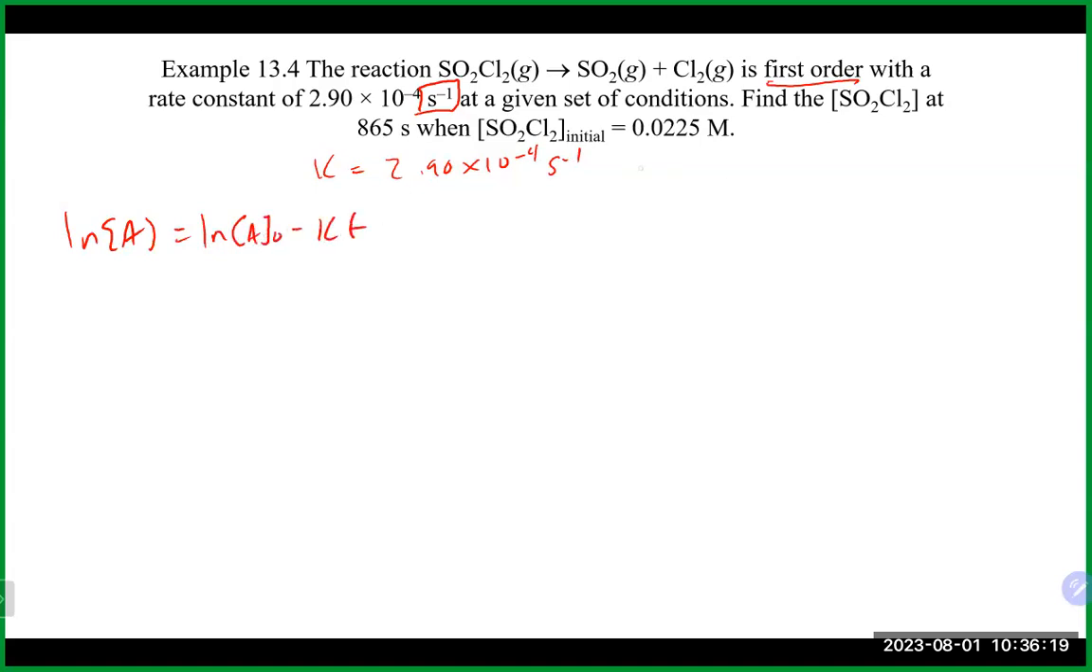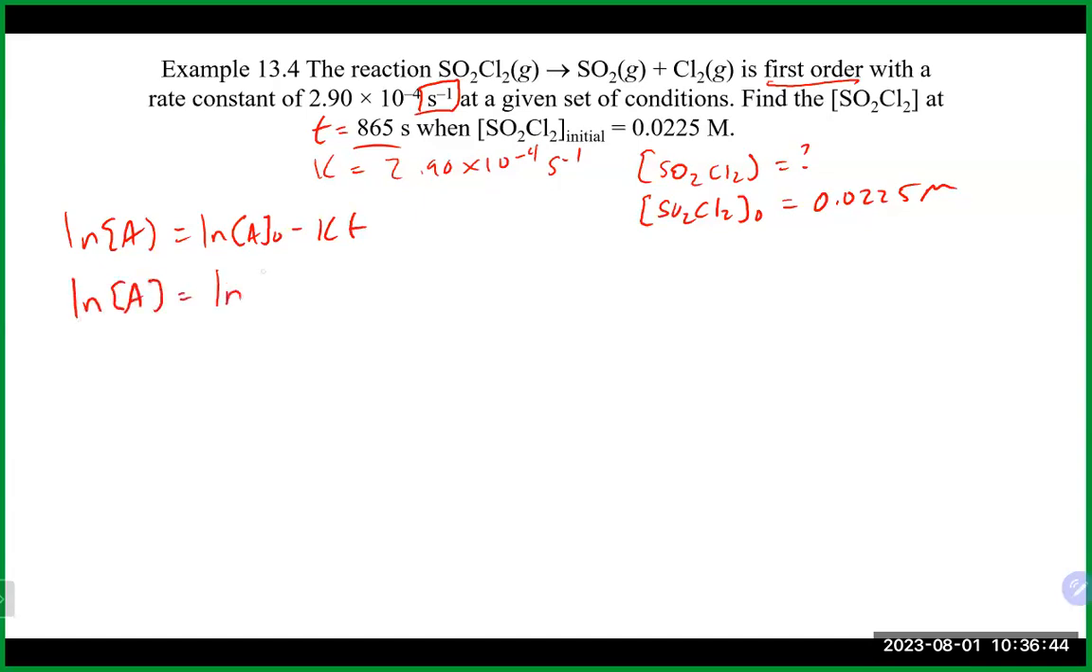We are looking for the concentration of this guy at the end. We do have the initial concentration given to us, which is 0.0225. And we're going to go for a time that is 865 seconds. So in this case, we will have the natural log of A, which is what we're looking for, equals the natural log of our initial concentration of 0.0225 minus our k, which is 2.90 times 10 to the minus 4 reciprocal seconds, times our 865 seconds.